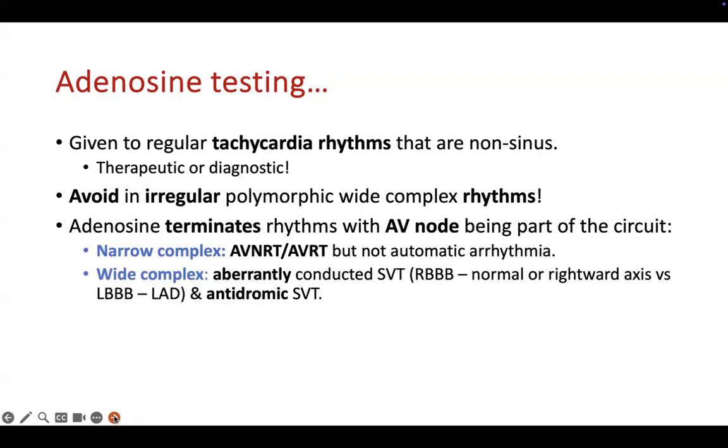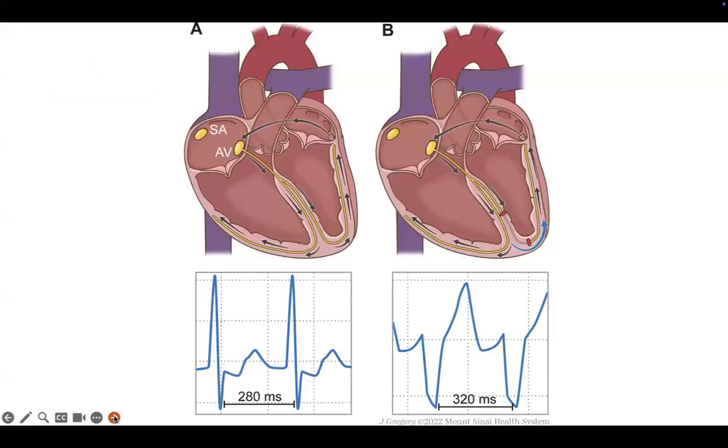And if you have a wide complex rhythm, it might terminate the wide complex rhythm if the wide complex rhythm is because of an aberrantly conducted SVT, or an SVT that is with a bundle branch block, or antidromic SVT. And I'll describe this in a sec. I'll describe what I mean by antidromic SVT and aberrantly conducted SVT.